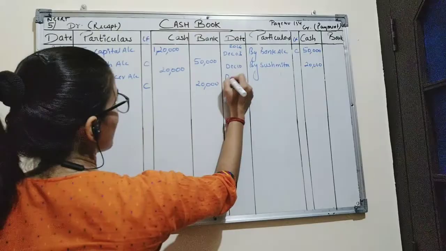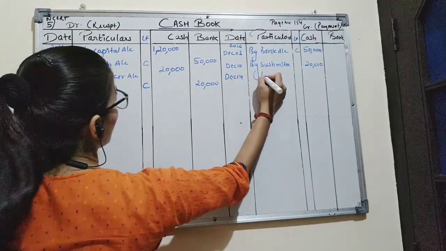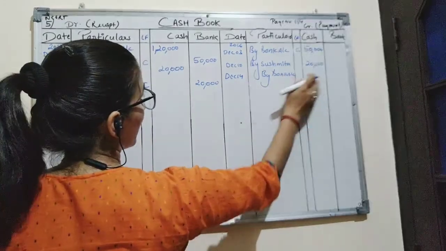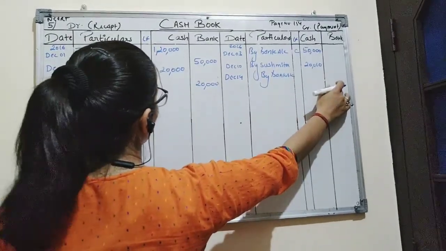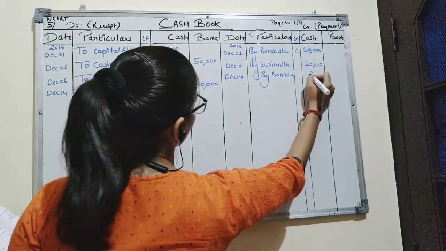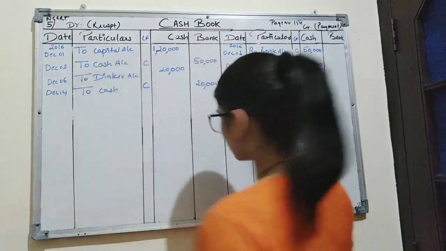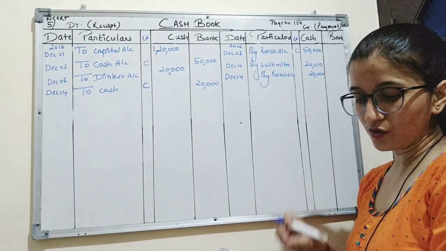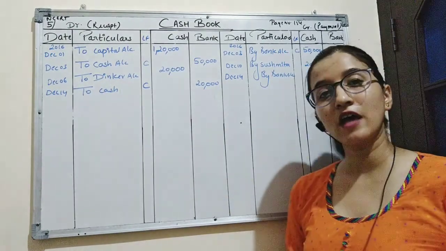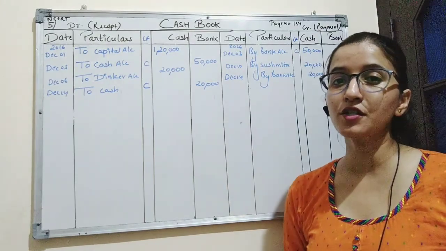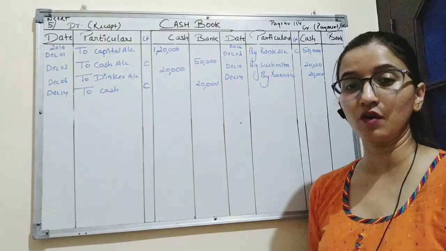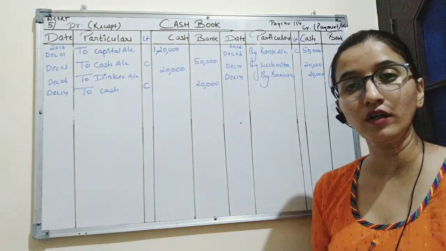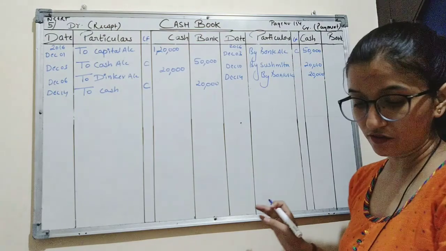On same date, December 14, we will record by bank account and this amount we will record it on cash column 20,000. Now on 18th December, sold goods to Rani. So here goods have been sold to Rani, but it is not mentioned in the question whether these goods have been sold on cash. So we will assume that these goods have been sold to Rani on credit. So we will not record this entry.